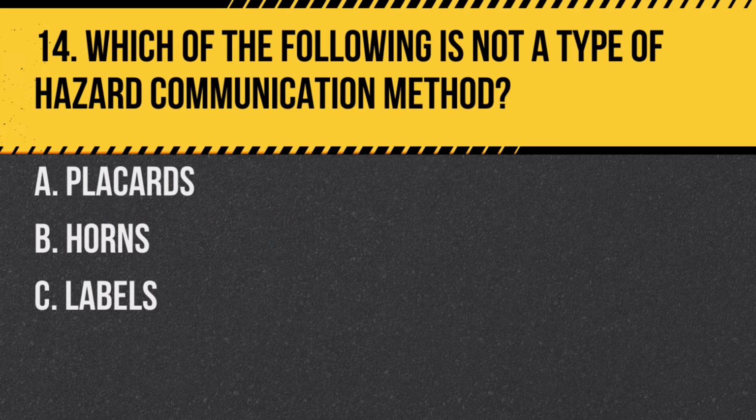Question 14. Which of the following is not a type of hazard communication method? A. Placards. B. Horns. C. Labels. Answer: B. Horns. Horns are not used to communicate the nature of hazardous materials.